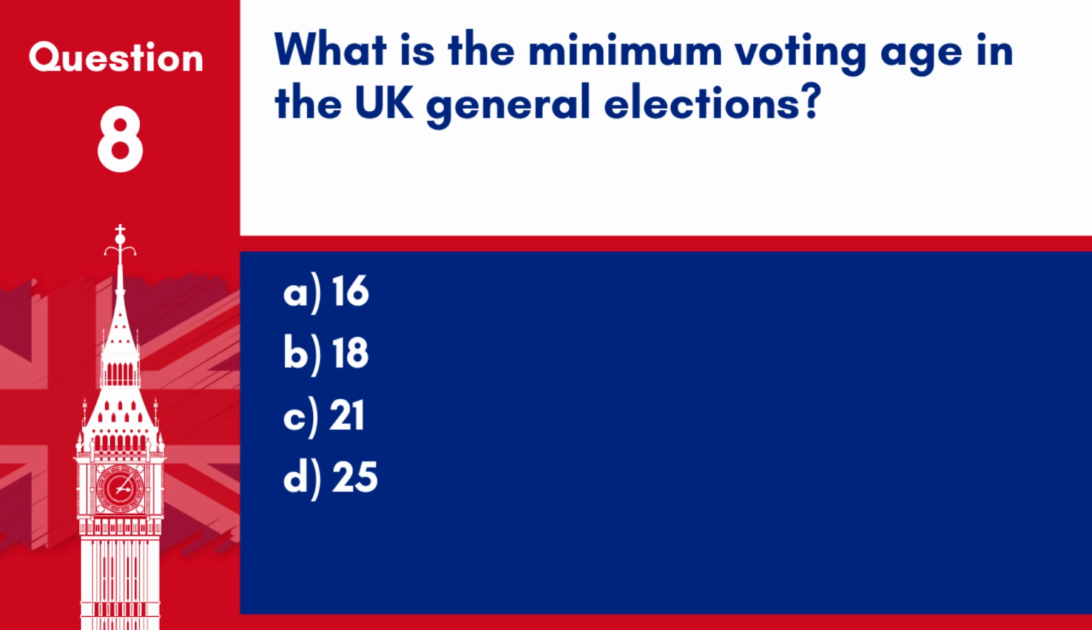Question 8. What is the minimum voting age in the UK general elections? A. 16. B. 18. C. 21. D. 25. Answer B. 18. The minimum voting age for general elections in the United Kingdom is 18 years.